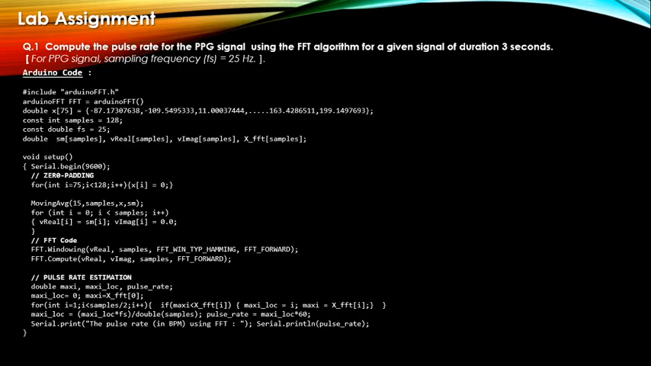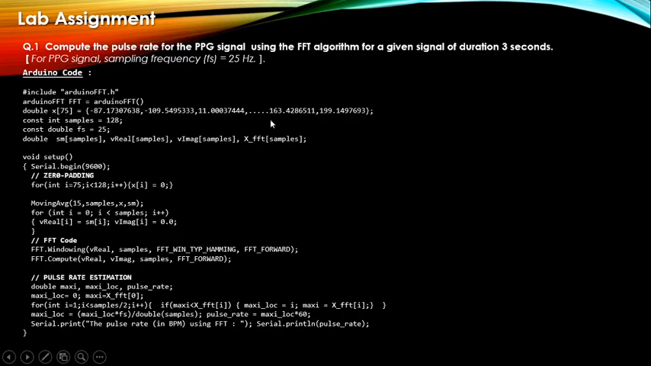The lab assignment. First is to compute the pulse rate for the PPG signal using the FFT algorithm for a given signal of duration 3 seconds. The PPG signal has a sampling frequency equal to 25 Hz. So what we use is we bring in #include ArduinoFFT.h, the FFT library.